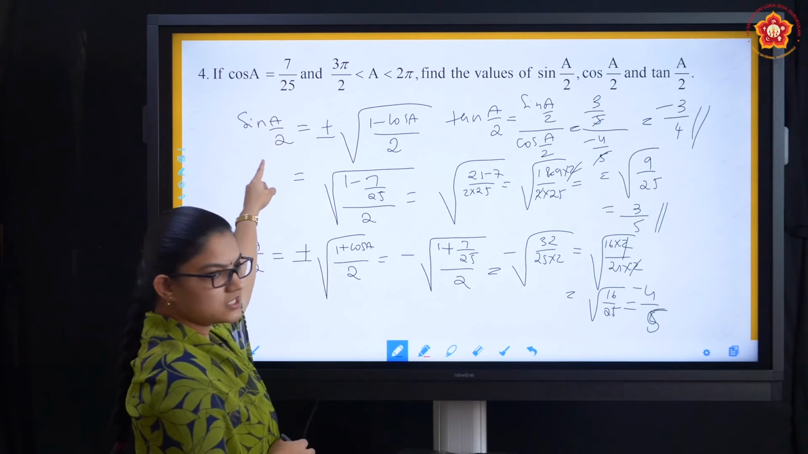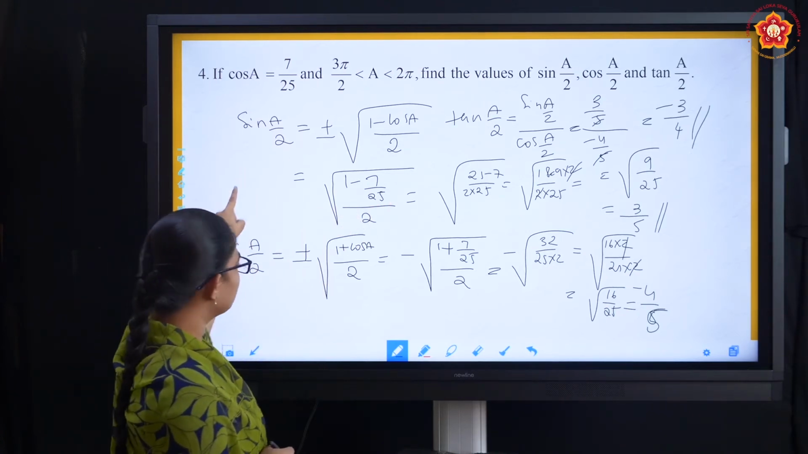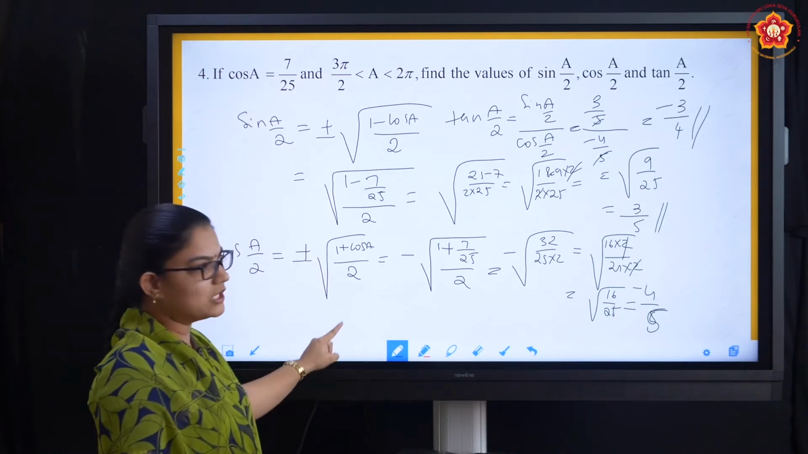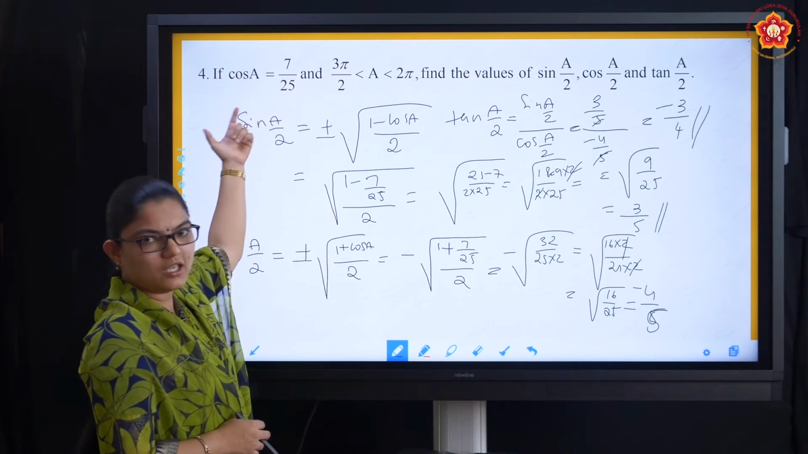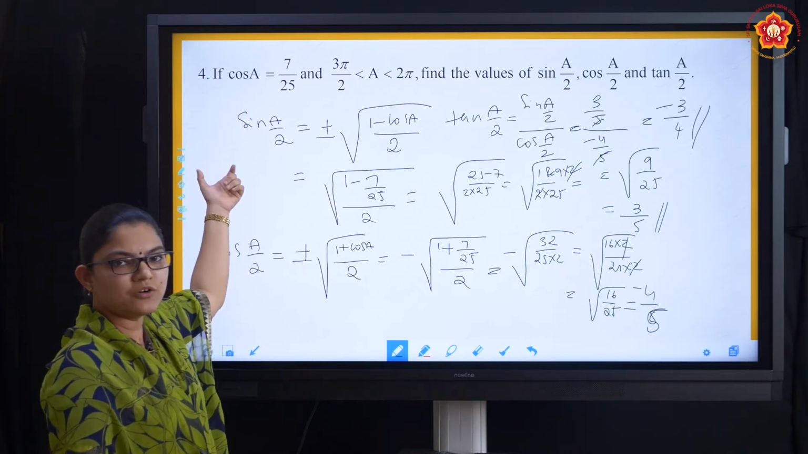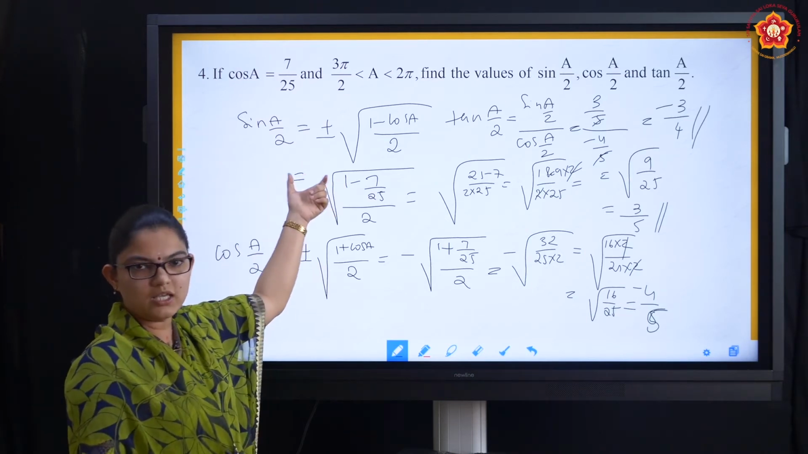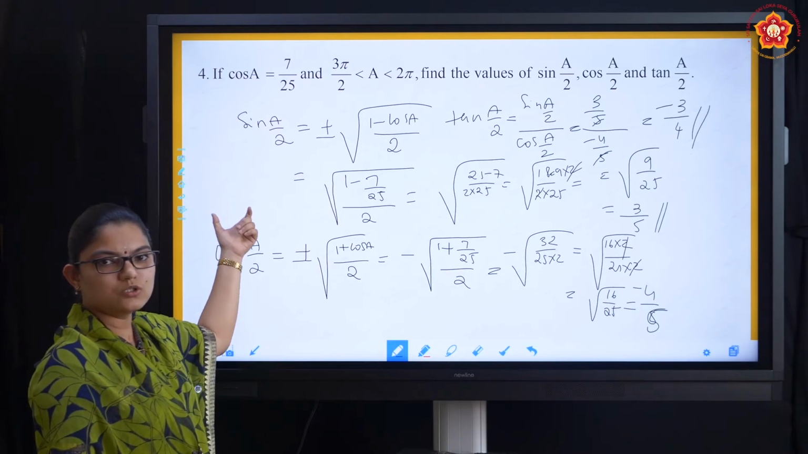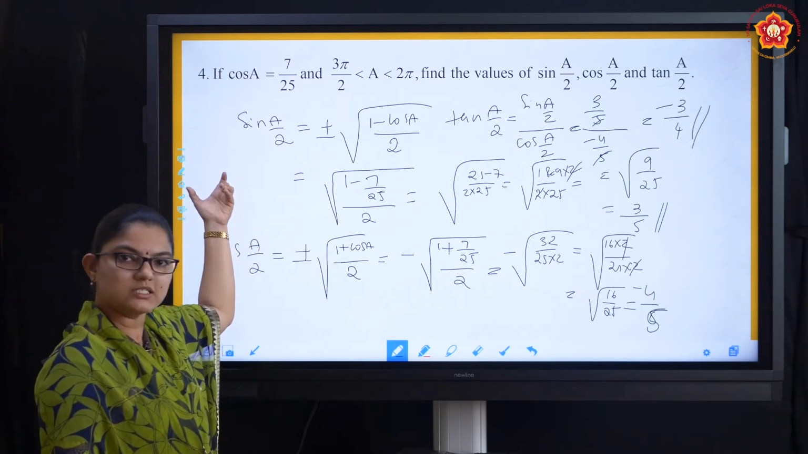So if cos A is given, by using the cos 2A formula, you can find out sin A by 2 and cos A by 2. Suppose instead of cos A, if sin A is given, then you can find out cos A by using the formula 1 minus sin square A is equal to cos square A, or cos A is equal to square root of 1 minus sin square A. From that you can find out what is cos A.